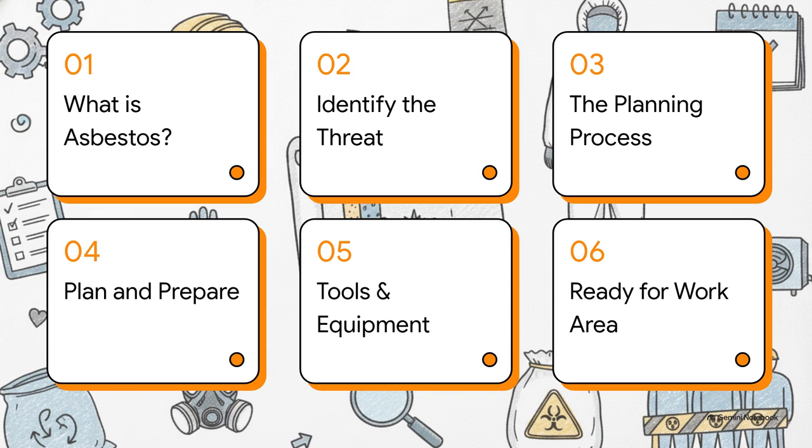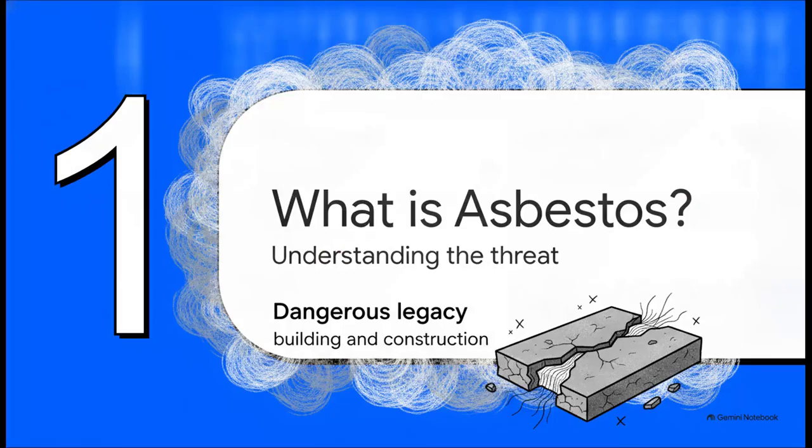We're going to cover what is asbestos, identifying the threat, the planning process, a deep dive into planning and preparation, tools and equipment, and finally, getting ready for the work area. Let's jump right in. Section 1. What is asbestos? Let's take a look at the threat and its massive legacy in the building industry.